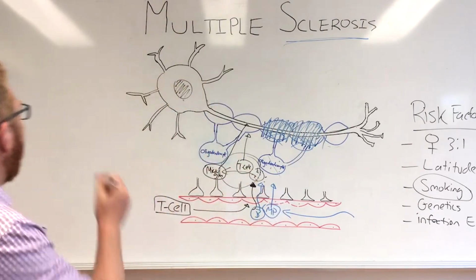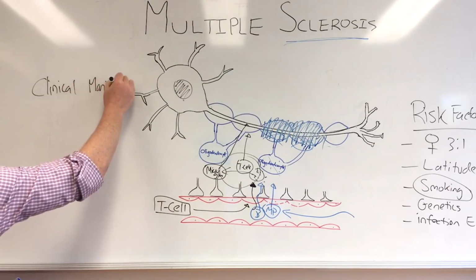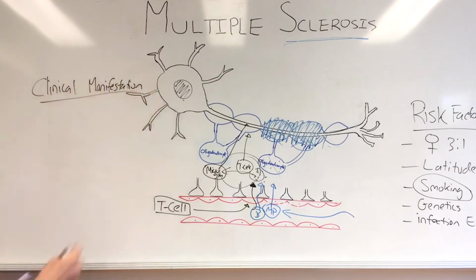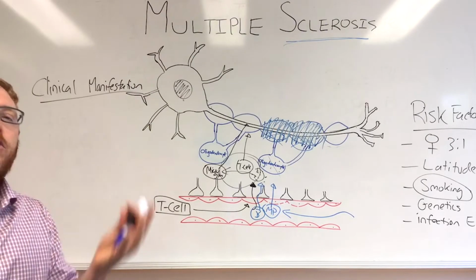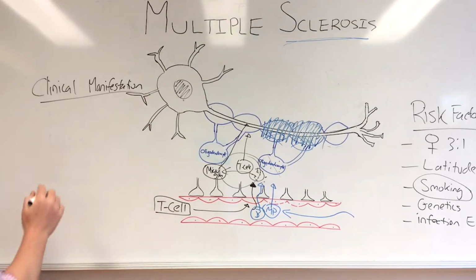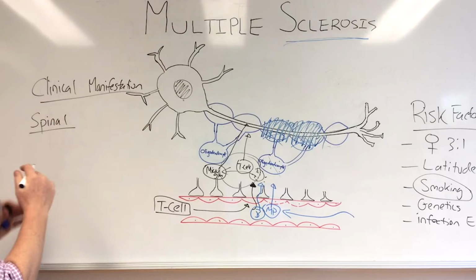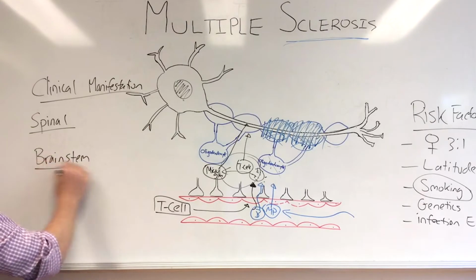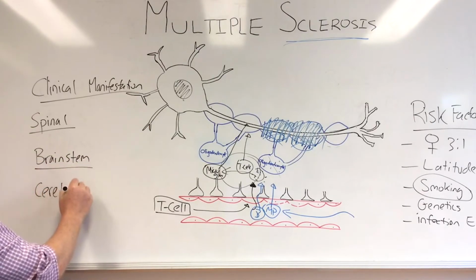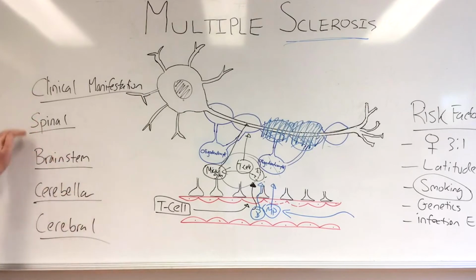So this leads us to the last part of this lecture, which is clinical manifestations. Rather than list all the symptoms that come about, what I thought I would do is put them into syndrome categories, because a lot of them will fit into these areas. So we have the spinal syndrome, we have brainstem, we have cerebellar, and we have cerebral.